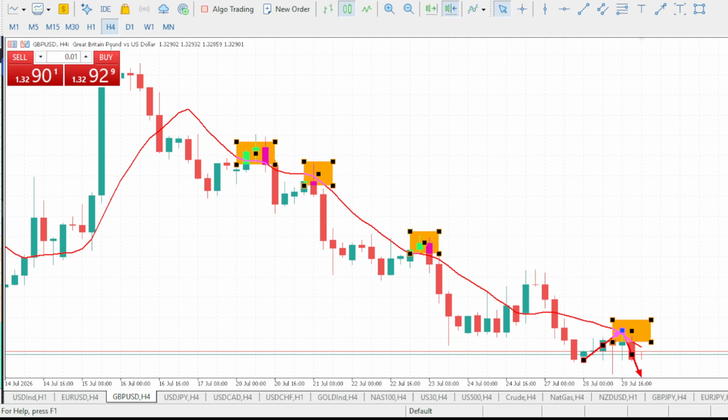So yes, there will be a sell for the day on GBP USD. Let's see if GBP USD will drop to a level or break below a level. So we are to expect it to break below a level of 1.32705.